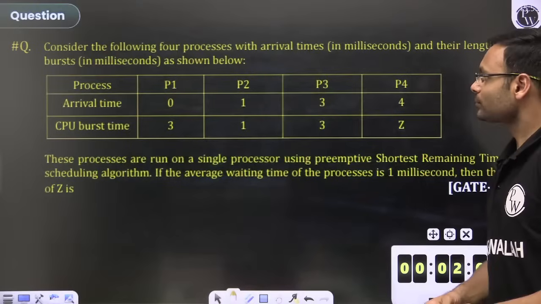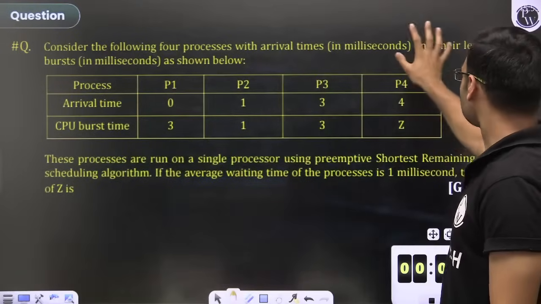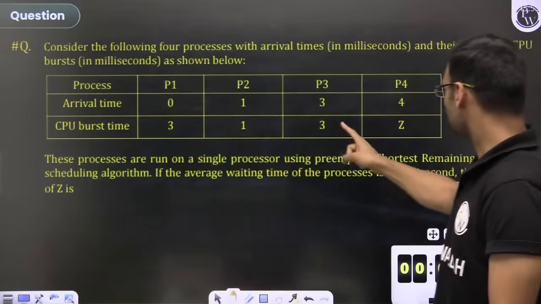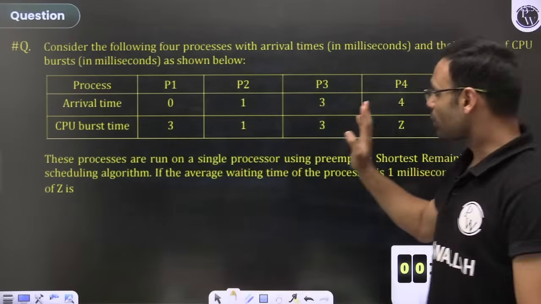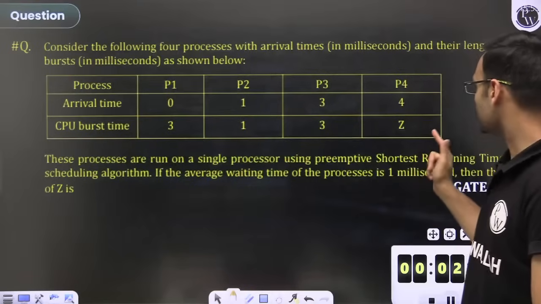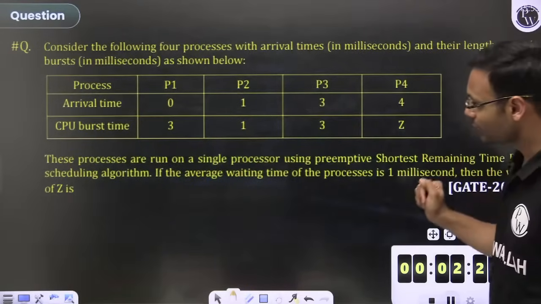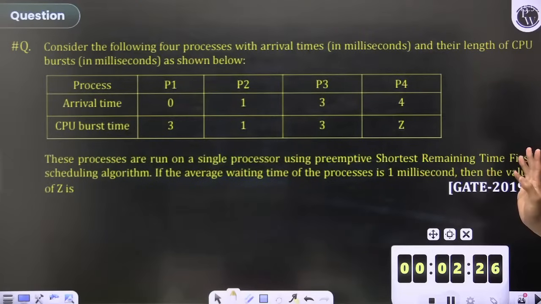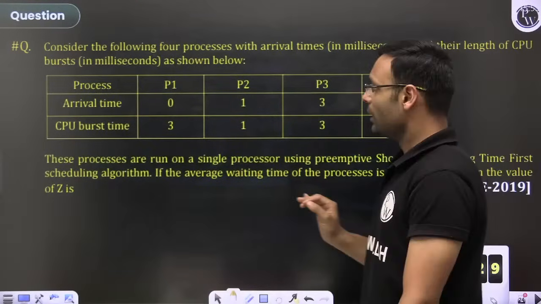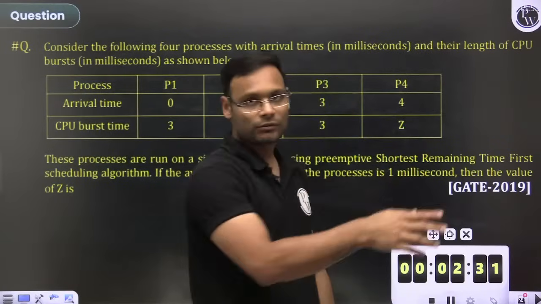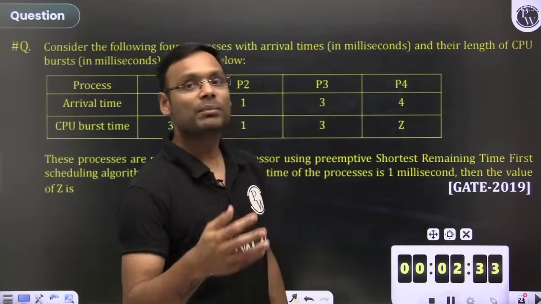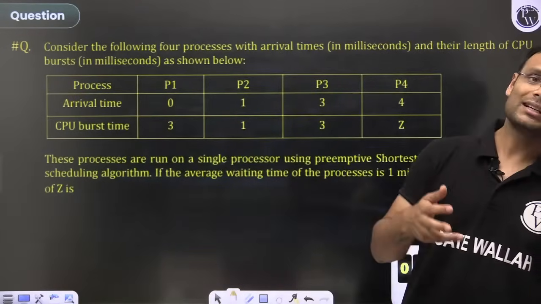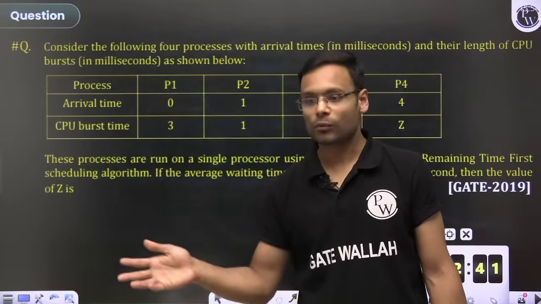Question says what? Four processes are there with arrival times given 0, 1, 3 and 4. Their CPU burst lengths are 3, 1, 3 and Z. These processes are run on a single processor using the preemptive shortest remaining time first algorithm. Average waiting time is 1 millisecond. Then the value of Z should be what? See, people consider Z value 1, solve it, Z value 2, solve it, and then based on that they calculate the average waiting time. And they get to know that Z value can be 1, 2, 3, 4 or what?